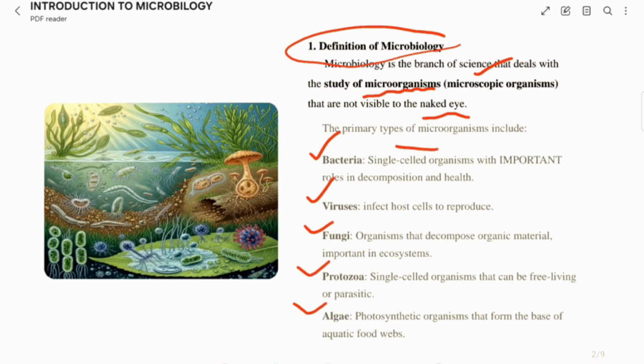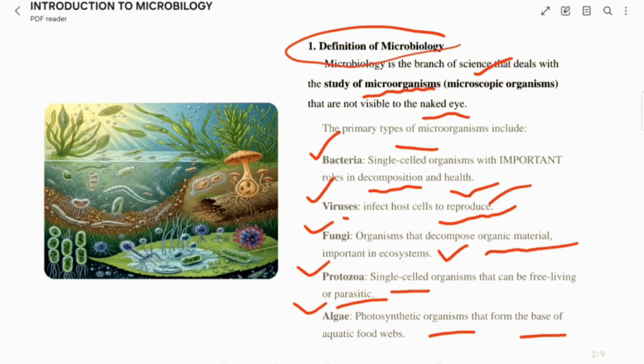Bacteria are single celled microorganisms, and they are very important. They play a very important role in the decomposition process and in health. Viruses usually infect the host cell for multiplication or reproduction. Fungi are organisms that decompose organic material, which is important in ecosystems. Then protozoa are single celled microorganisms that can be free living or parasitic. Then algae are photosynthetic microorganisms that form the base of the aquatic food chain.